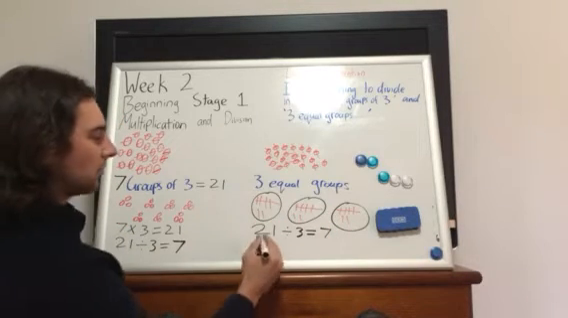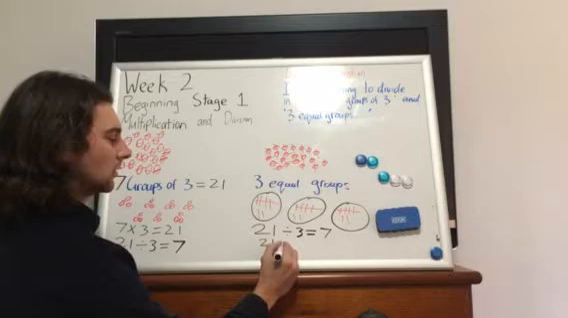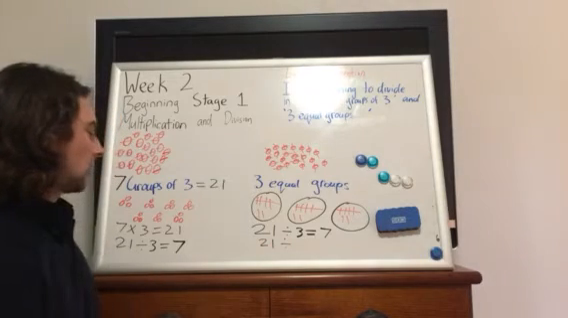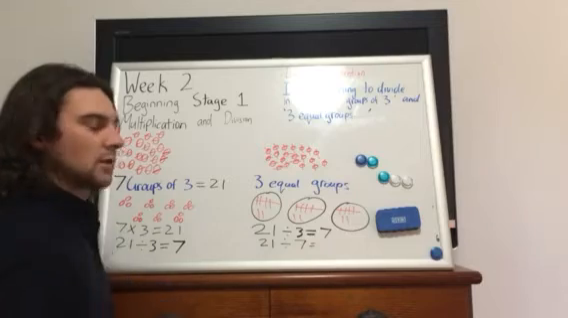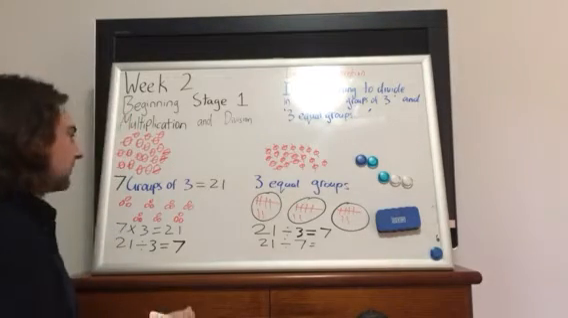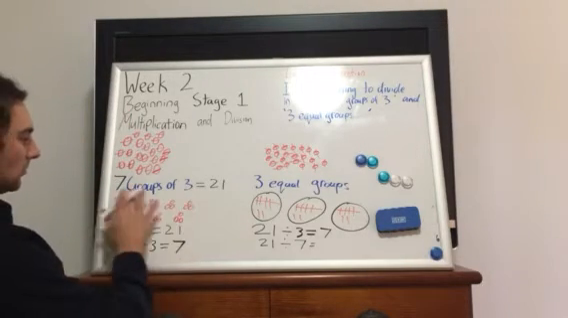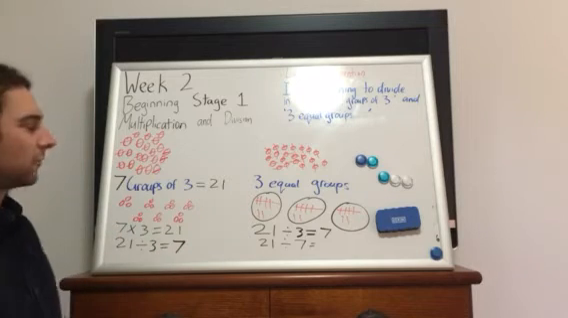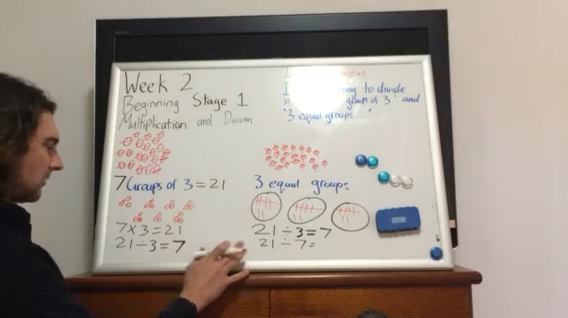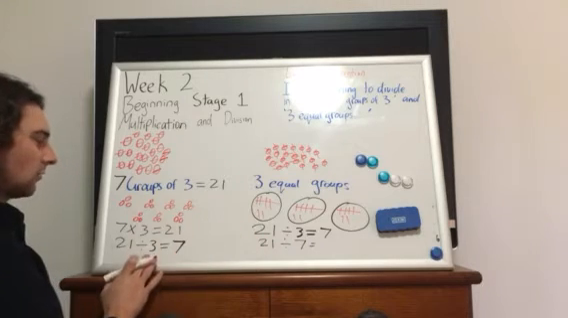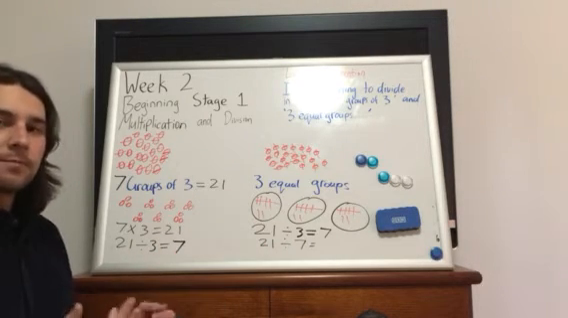I could write it another way. 21 divided by 7. Now 21 divided by 7 is like our groups flipped, because we've got 7. So if I rub this out, see how we've got the same thing here? 21 divided by 3, 21 divided by 3, they both work.